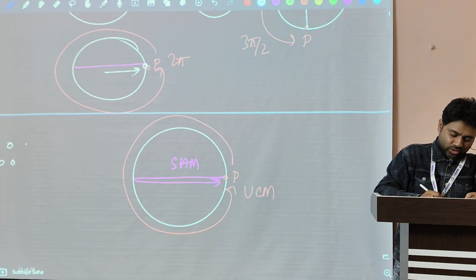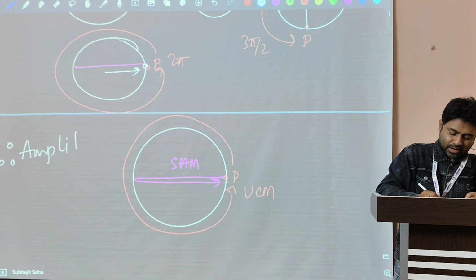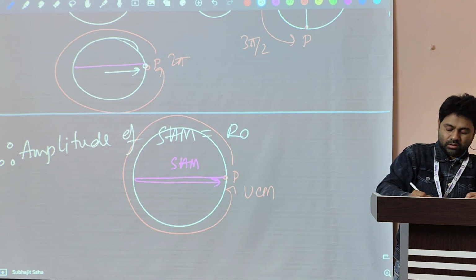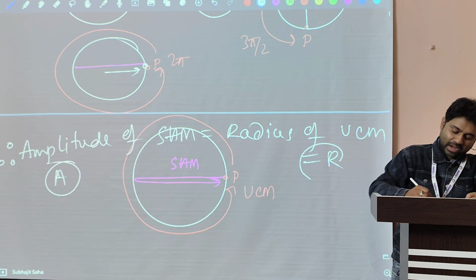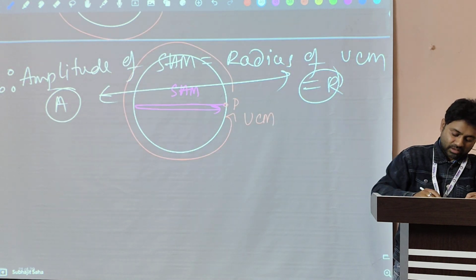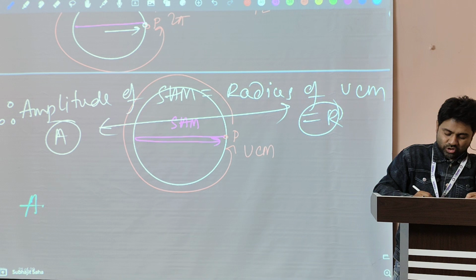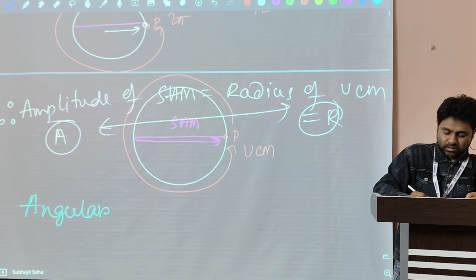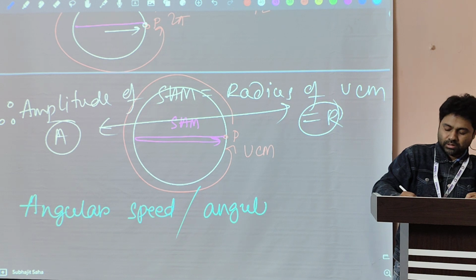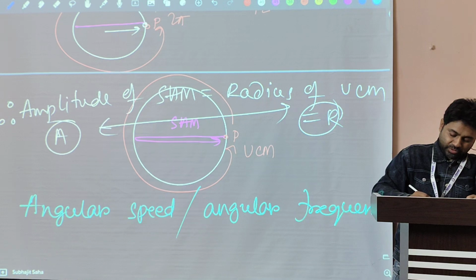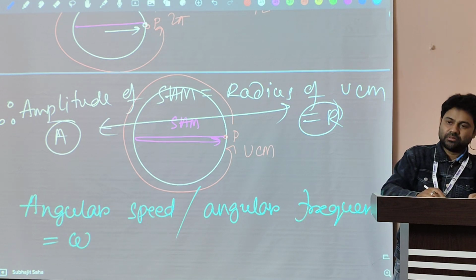So from the discussion we have learned that the amplitude of the simple harmonic motion will be equal to the radius of the uniform circular motion, that is r, or you can also simplify it as A and r are the same thing. And secondly, angular speed, which is also known as angular frequency, is the omega in omega t.